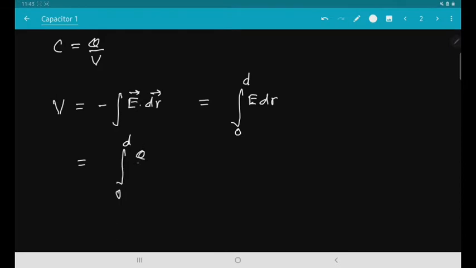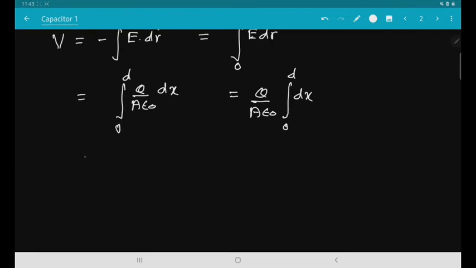So let us find the integration from 0 to d. We have the electric field Q by A epsilon naught and dr, which here will be dx. All these are constants, so we can take them outside, and we will have the integration of dx from 0 to d. That means we are going to get Qd by A epsilon naught. The integration of dx will be x from 0 to d, so d minus 0 we will get. So we will get Qd by A epsilon naught. This will be the potential.